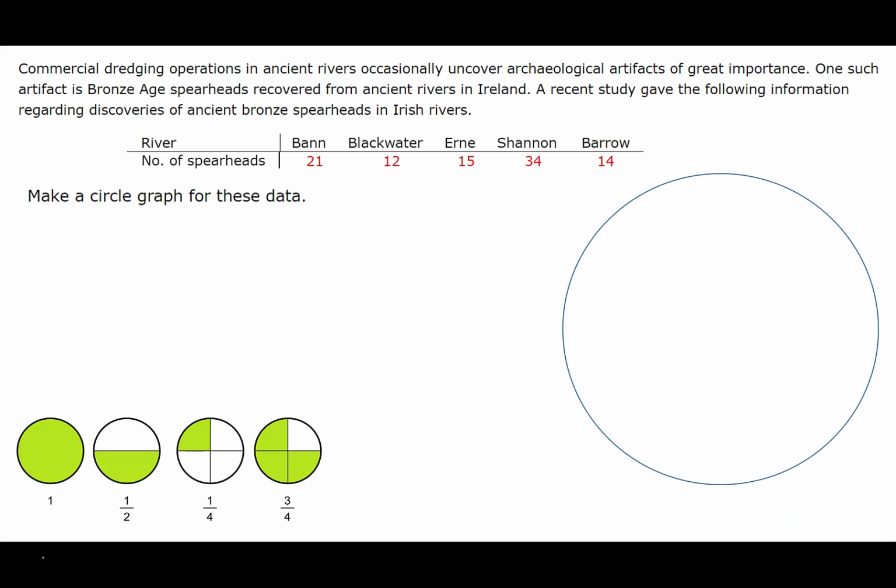Okay, so here's a word problem talking about discovering spearheads from a river. There's 5 rivers, and it tells us the number of spearheads found from each one, and it says make a circle graph for this data.